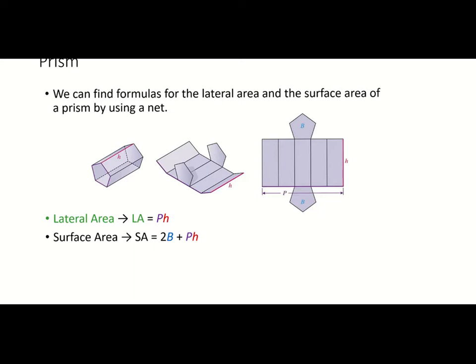All right, you can use formulas for the lateral area and the surface area instead of using a net. If you have a prism and they ask you for the lateral area, you are going to do the perimeter of the base times the height. So you would do the perimeter of the base times the height of the prism, and that will give you lateral area. Surface area, you're going to do 2 times the area of the bases plus your lateral area, which again is perimeter of the base times the height.